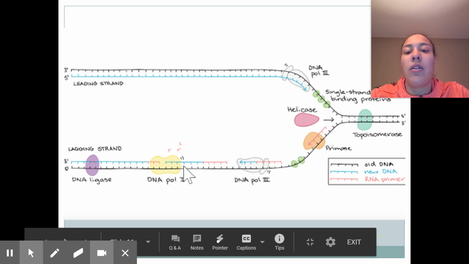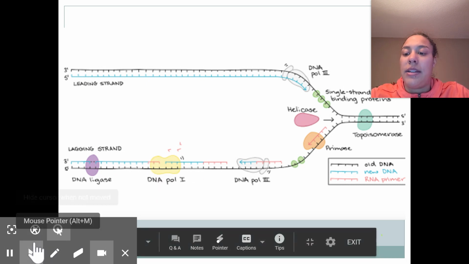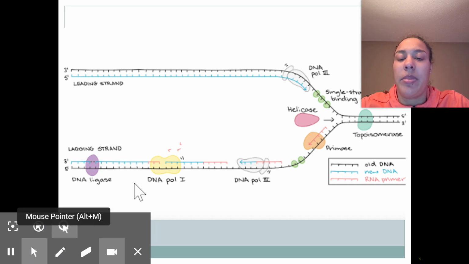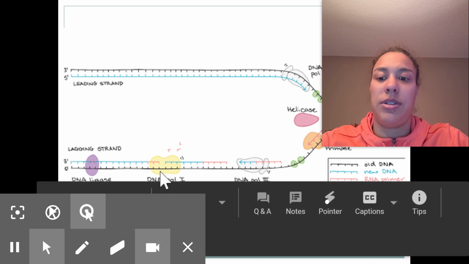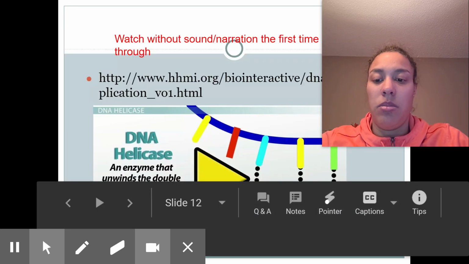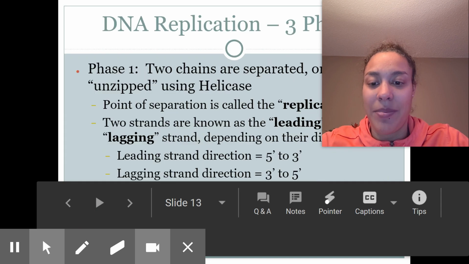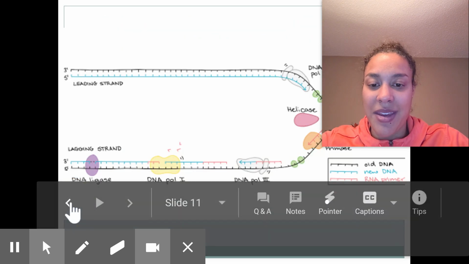So that'll go through. Here's our DNA polymerase 1 over here that is going to go through and do some, oh boy. I really messed that up.